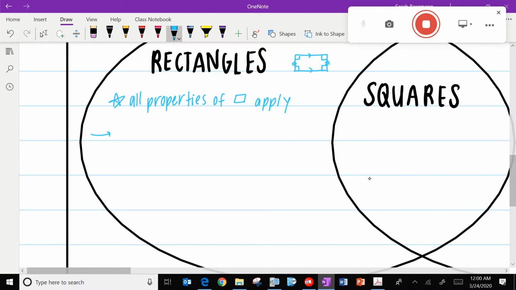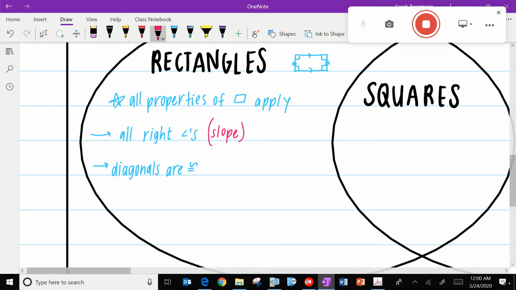Some additional properties that apply is that all the angles are right angles. And the diagonals are congruent. This can be used to prove that a parallelogram is a rectangle. Once you know that a shape is a parallelogram, you can prove that it's a rectangle by showing that there are 4 right angles. This can be done by using slope formula.